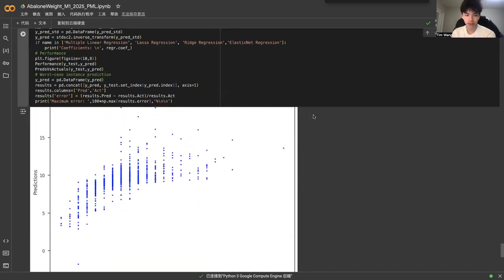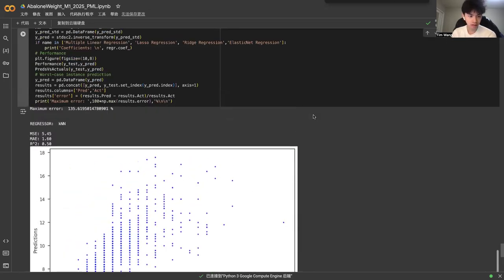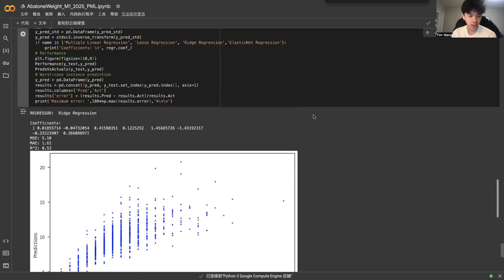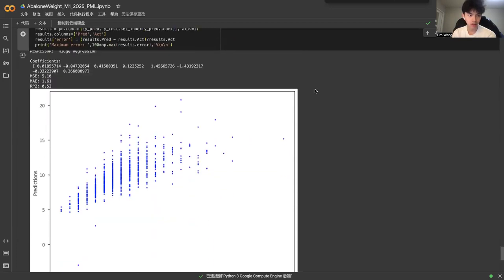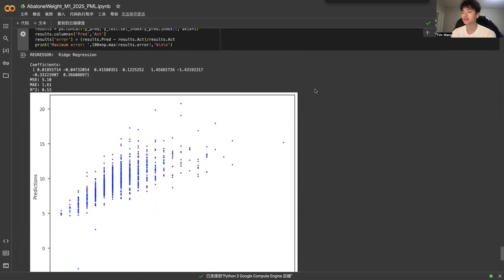And lastly, the ridge regression here achieved the highest R-square value among all the models, indicating its superior ability to explain the variance in the target variable, rings. Ridge regression's strength lies in its ability to handle multicollinearity among features such as length, height, and weight, which are naturally correlated in the abalone dataset.